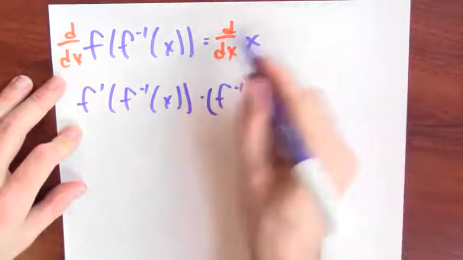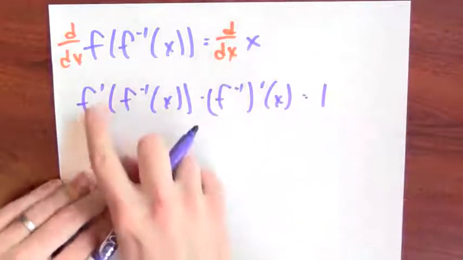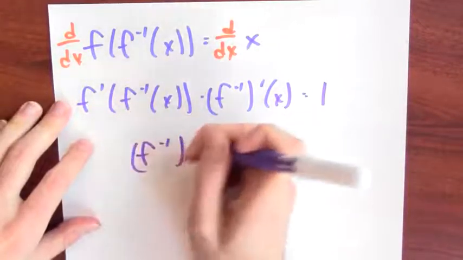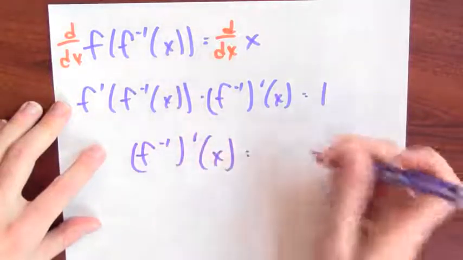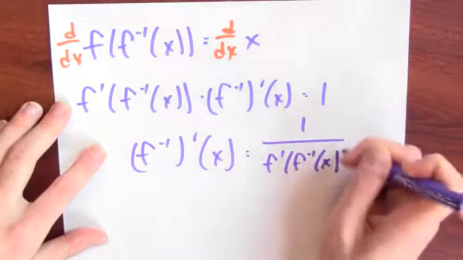And that's equal to the derivative of the other side. What's the derivative of x? It's just 1. Now I'll divide both sides by f prime of f inverse of x, and I get that the derivative of the inverse function at x is 1 over f prime of f inverse of x. Is that a proof? Absolutely not.